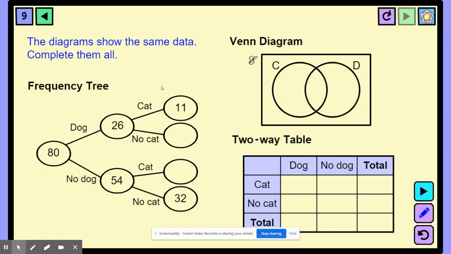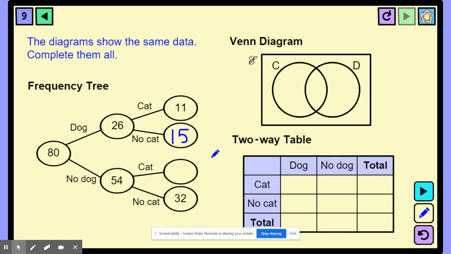If we just start off with the frequency tree, because that's the thing that's the most populated at the moment, we can use that to help us work out some of the missing values. So we know altogether there needs to be 80. Okay, 26 people have a dog, and out of those, 11 of them have a cat. And therefore we know that these two bubbles here must make the 26. So I know that people without a cat must be 15 at this point.